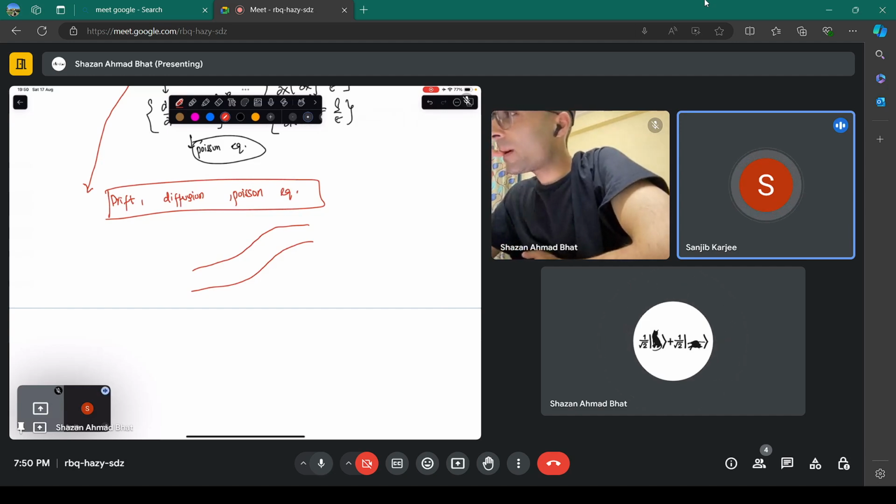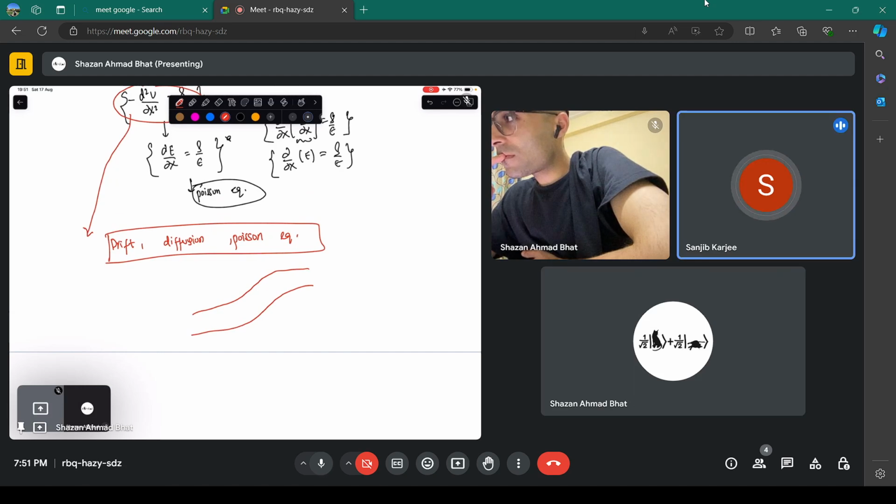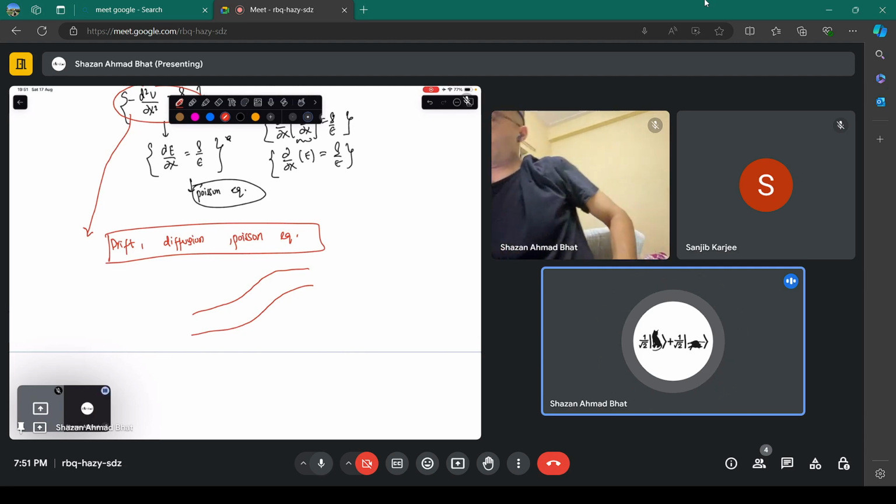Sir, can the Fourier transformation be applied to this diffusion equation? In which equation? In the diffusion equation, sir. What will you do by applying the Fourier transform?